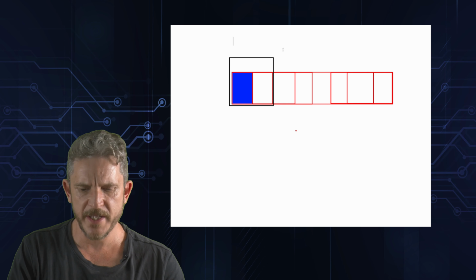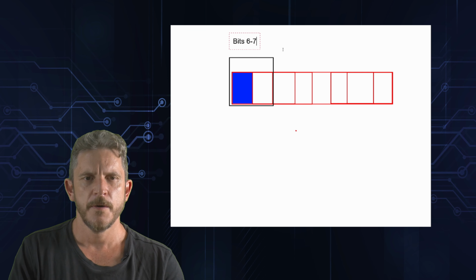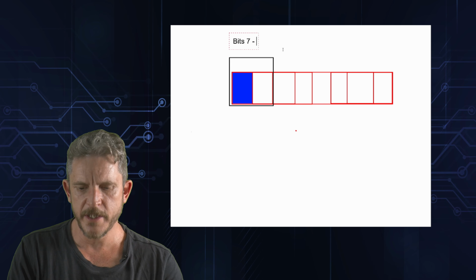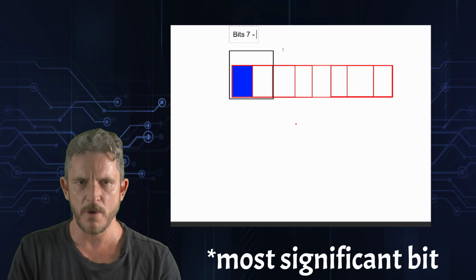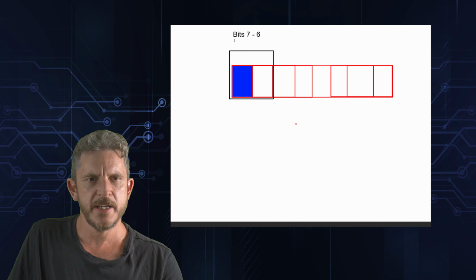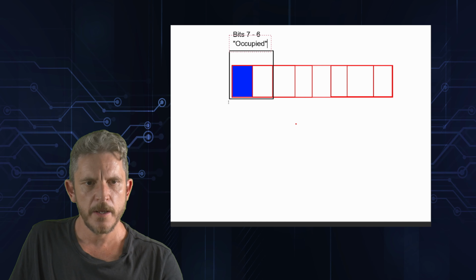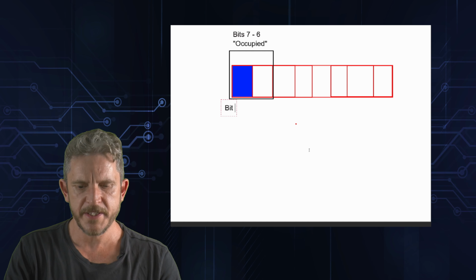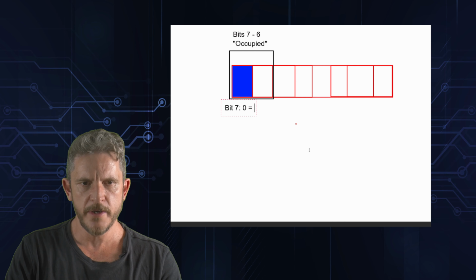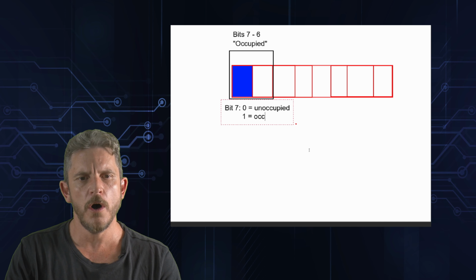So start out with these 2 bits, and let's say they're bits 6 and 7. Now I'm doing the most significant bit on the left, which is why 7 is coming before 6 here. What we could then say is that indicates occupied. In particular, bit 7. 0 is unoccupied. 1 is equal to occupied.